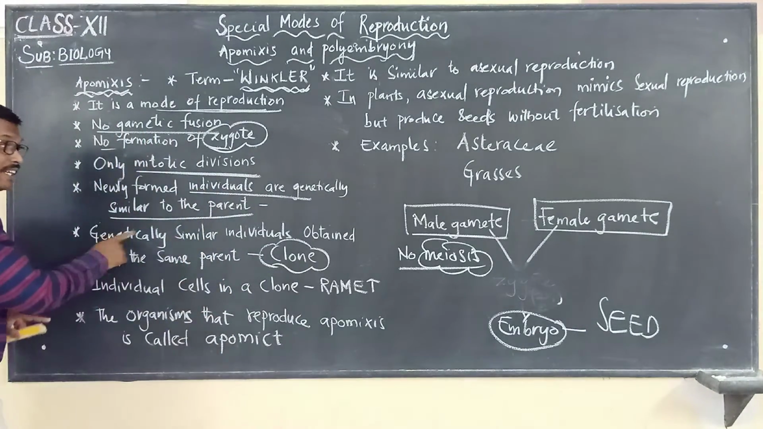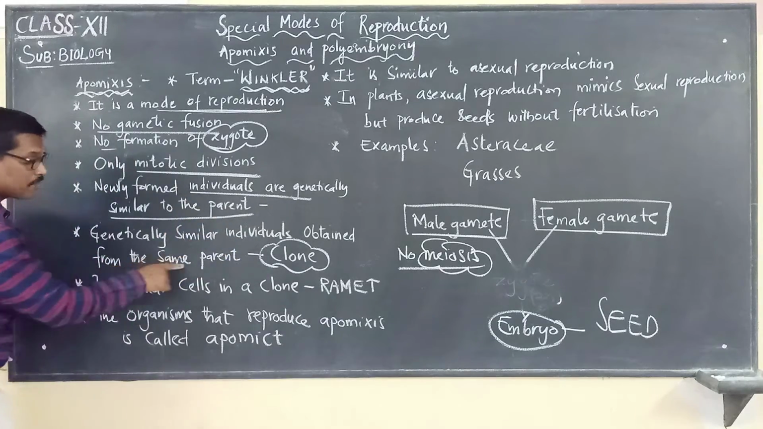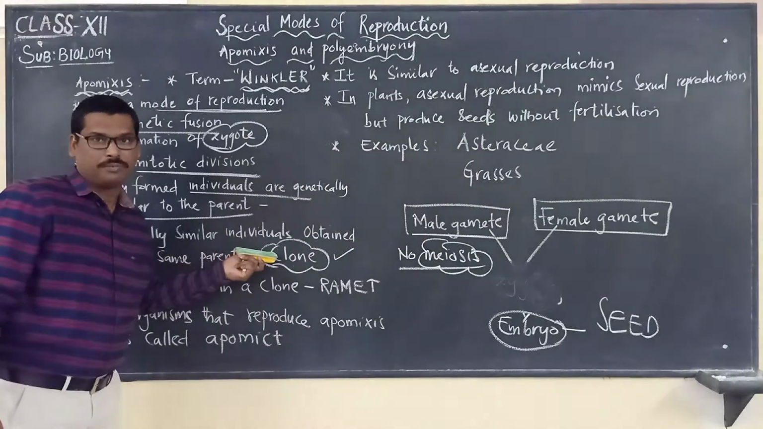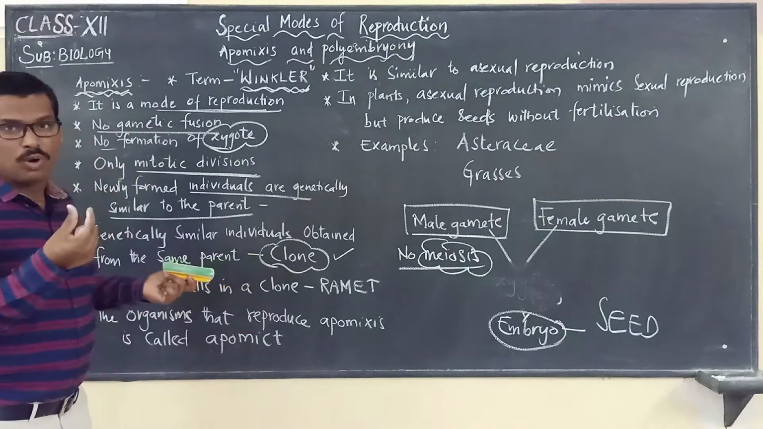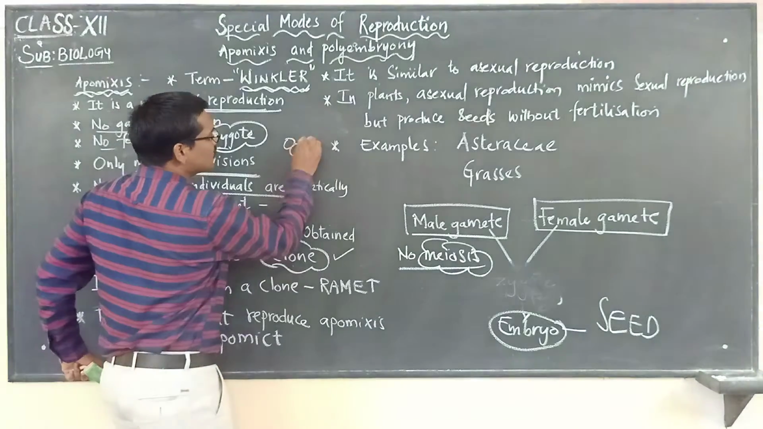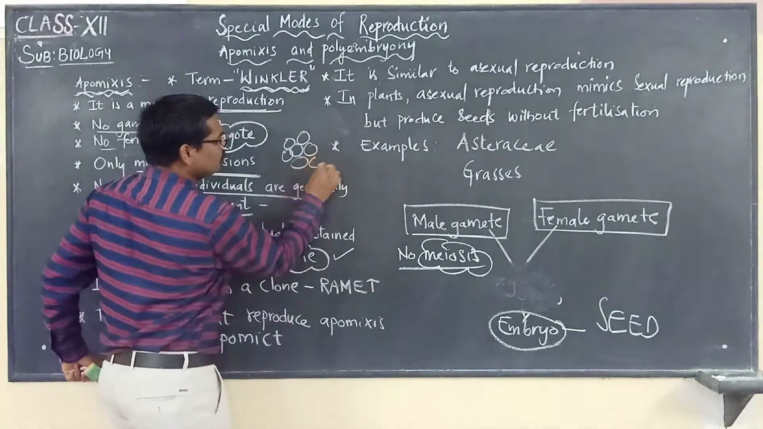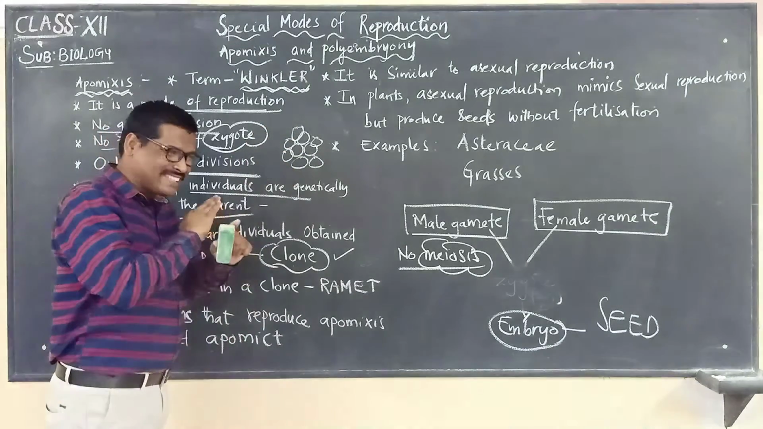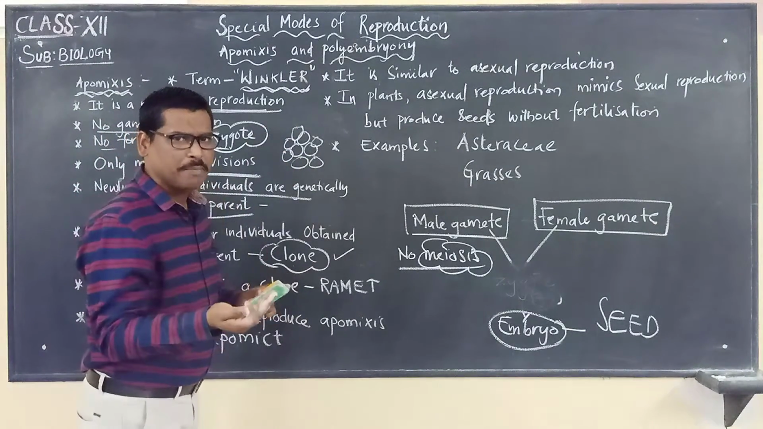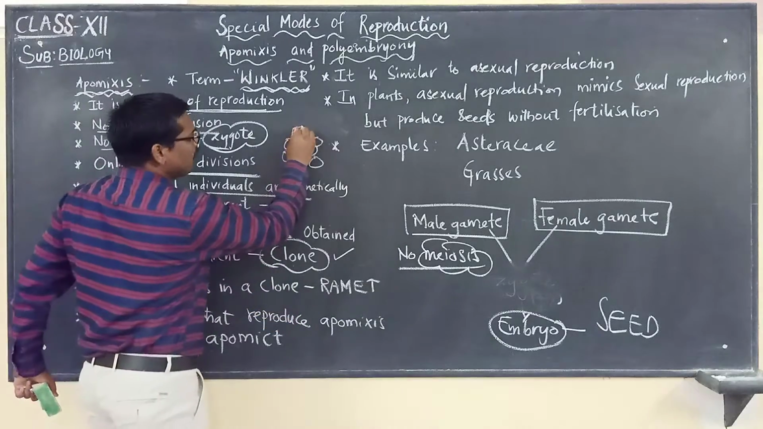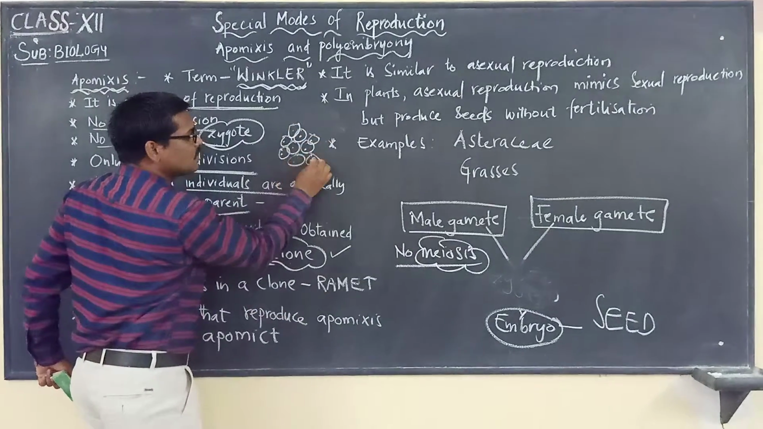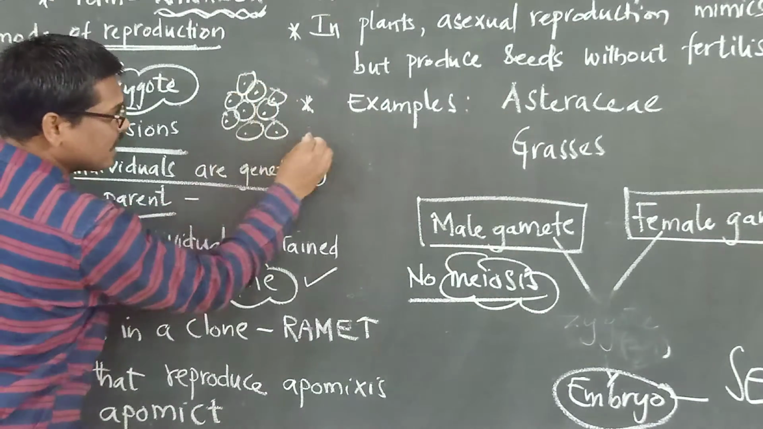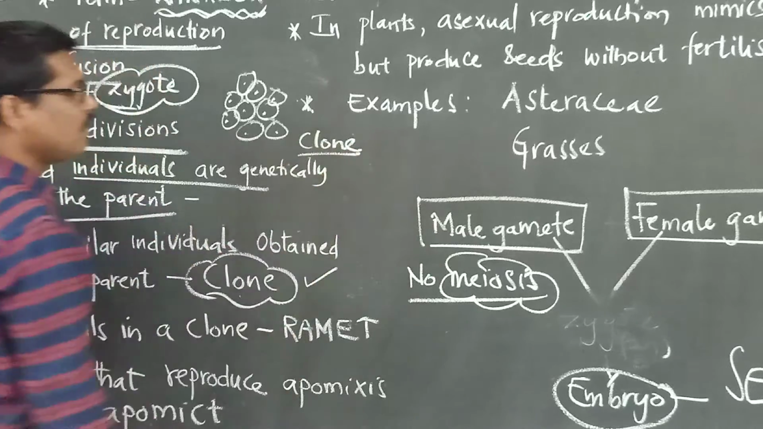So such genetically similar individuals obtained from the same parent are called what? We are calling it a clone. And the cells in the clone, suppose these are all the cells, are identical. All of them are alike. They are the same in all the characteristics, either in shape or color or genetic composition, everything they are exactly the same. So when they are all the same, what do we call all these cells present in this young one? Clone.